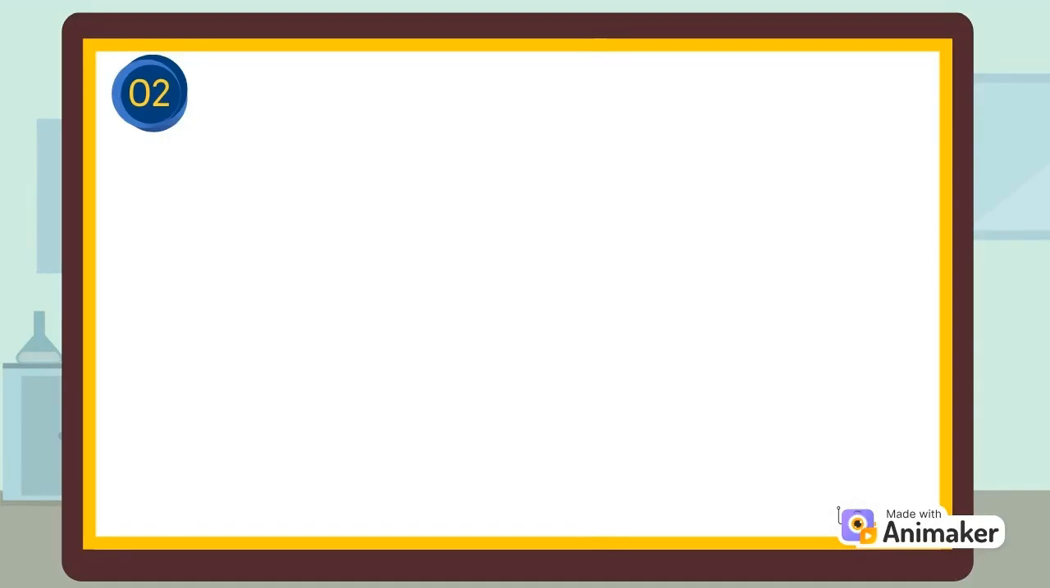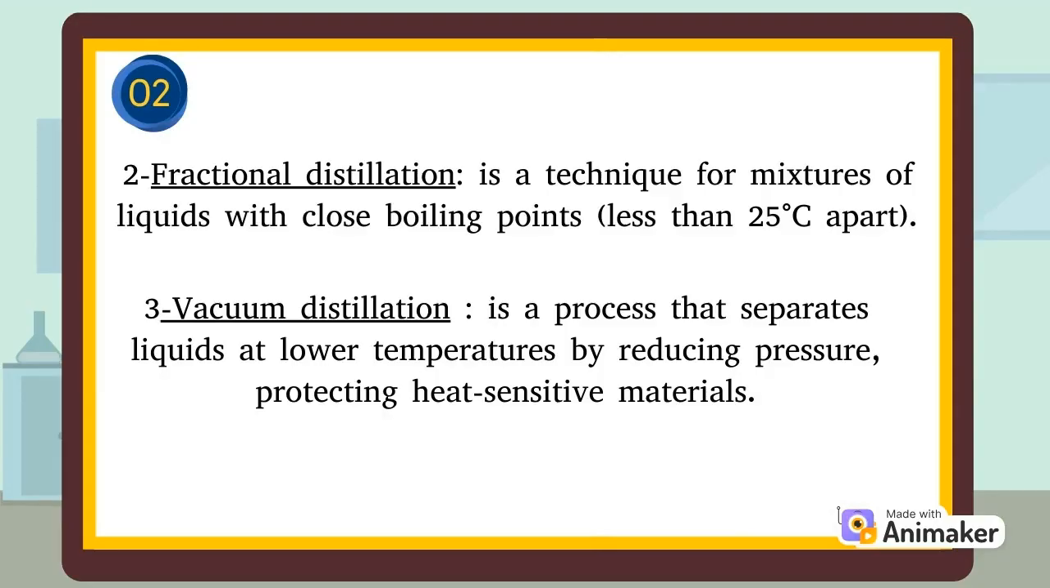The second type is fractional distillation, which is a technique for mixtures of liquids with close boiling points, less than 25 degrees apart. And the third type is vacuum distillation, which is a process that separates liquids at lower temperatures by reducing pressure and protecting heat-sensitive materials.